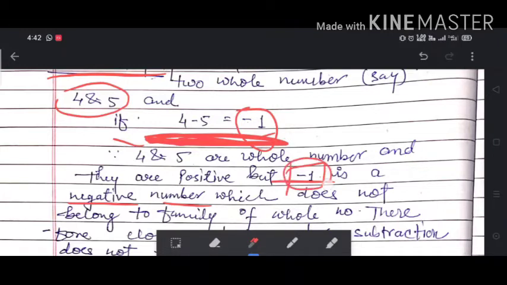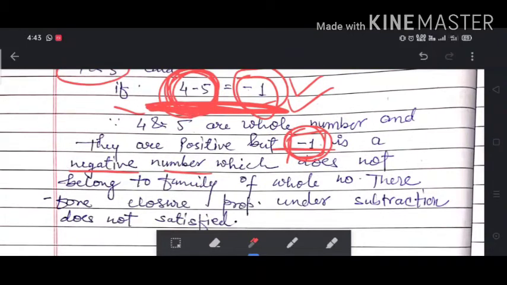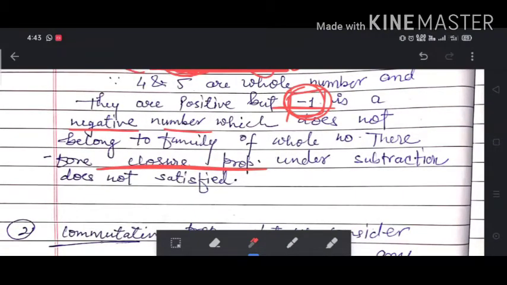Therefore, minus 1 is not a whole number. So when we operate any two whole numbers with the operation of subtraction, the result will not be a whole number, which shows that it does not satisfy the closure property. Therefore, whole numbers don't satisfy the closure property under the operation of subtraction. So student, I hope the closure property is clear to everyone.